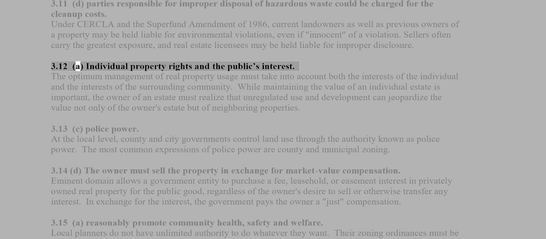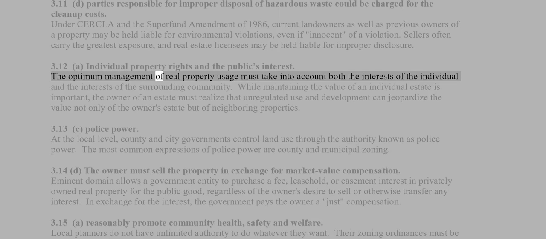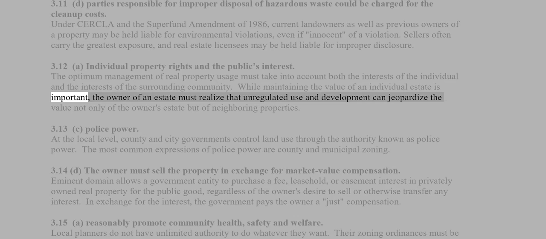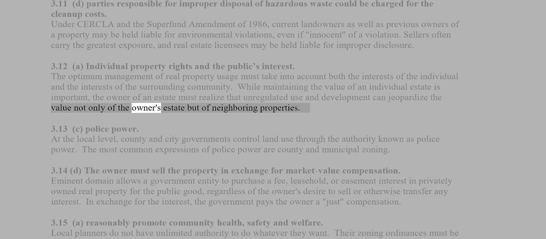3.12 A. Individual property rights and the public's interest. The optimum management of real property usage must take into account both the interests of the individual and the interests of the surrounding community. While maintaining the value of an individual estate is important, the owner of an estate must realize that unregulated use and development can jeopardize the value not only of the owner's estate but of neighboring properties.